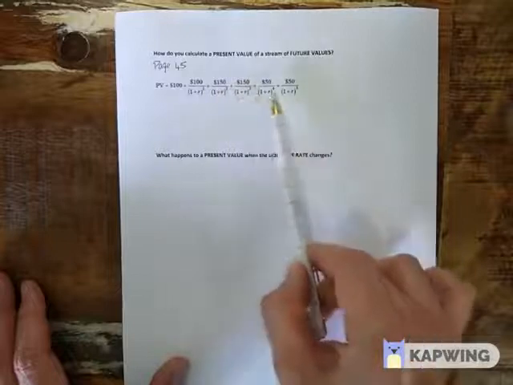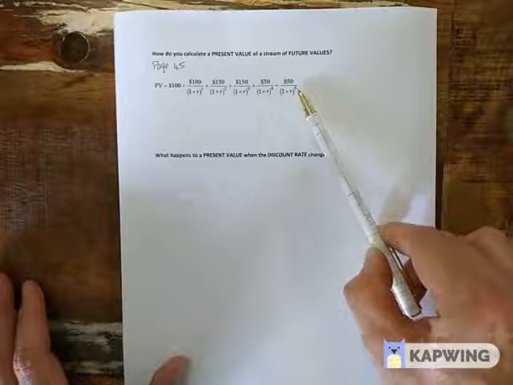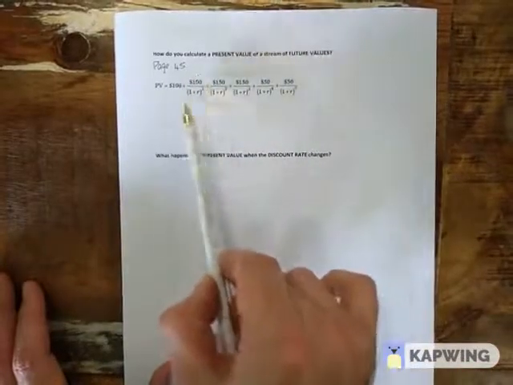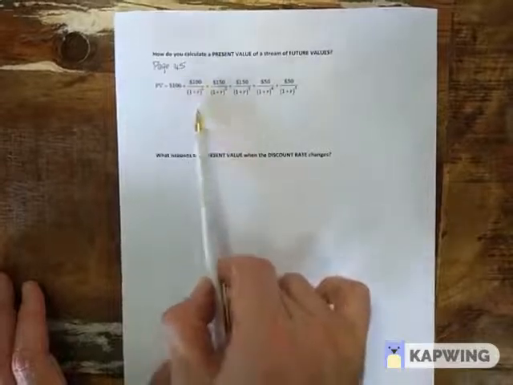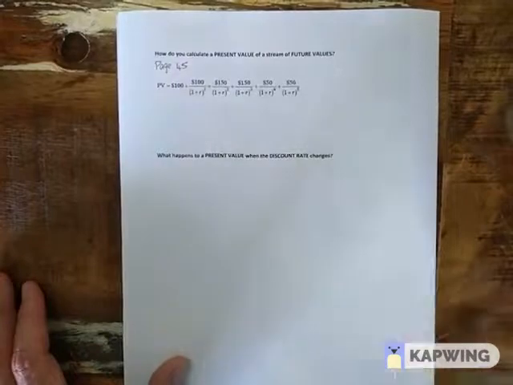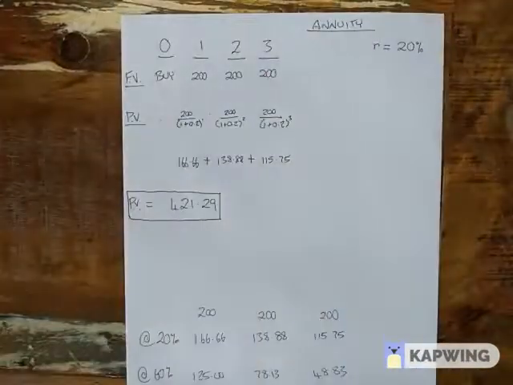Take note, they're identical except for the exponent here. That number is determined by the period you're in. So this is period 0 now, period 1 is to the power of 1, period 2 is to the power of 2, and so on. Let's have a look at a simple example to illustrate this.